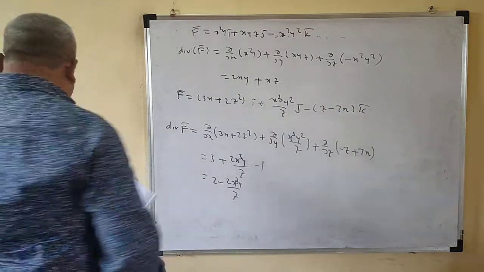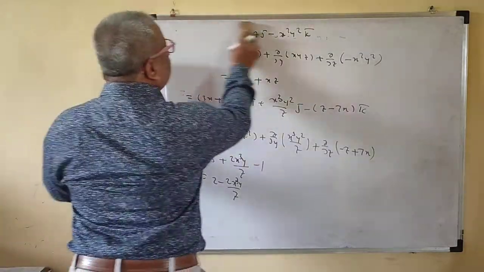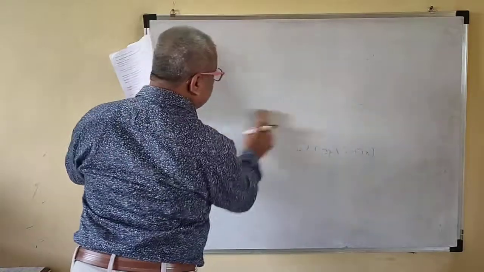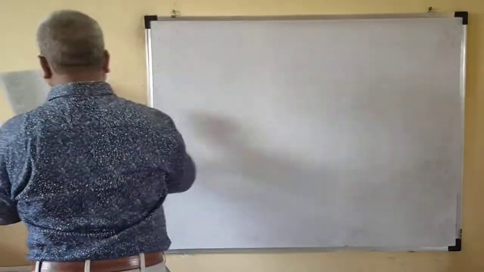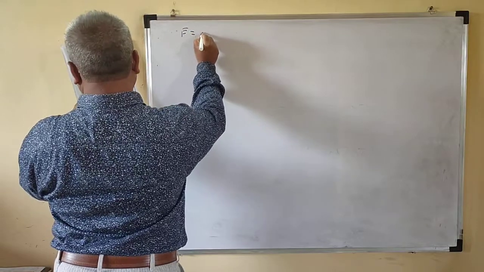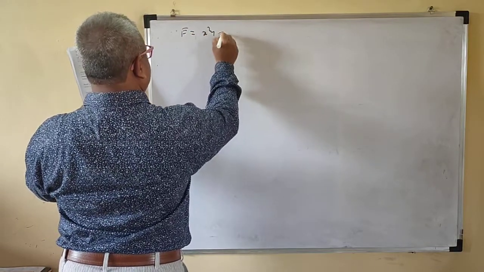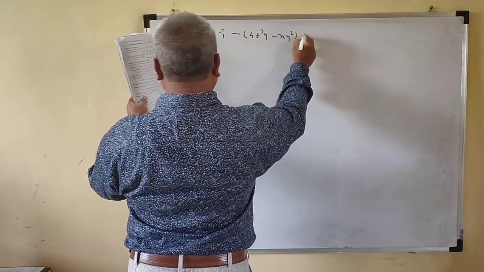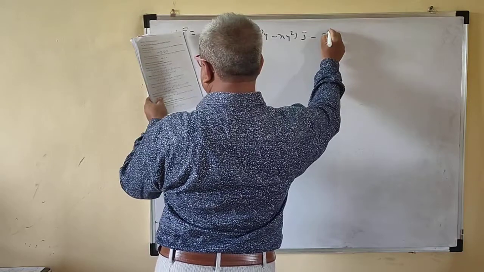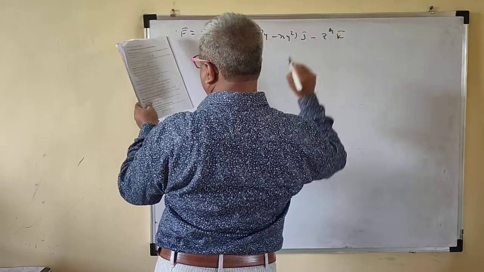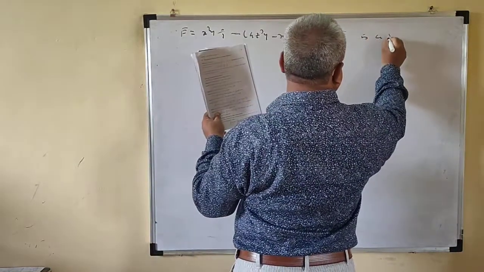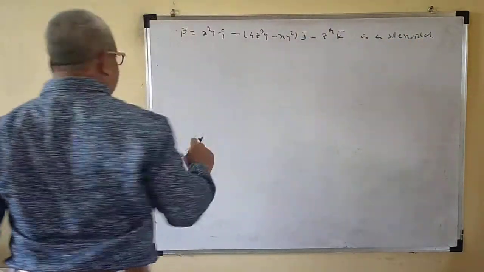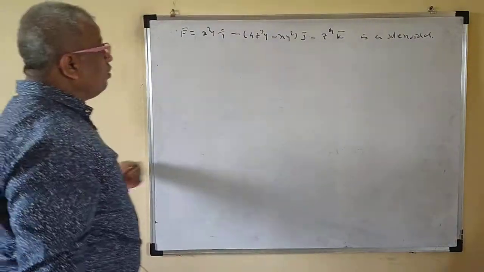Now, show that the field is solenoidal. That means you have to prove only that the divergence is 0. So the problem is: show that the field f bar is equal to x square y i bar minus 4 z cube y minus x y square j bar minus z raised to 4 k bar is solenoidal. Solenoidal means the divergence is 0.